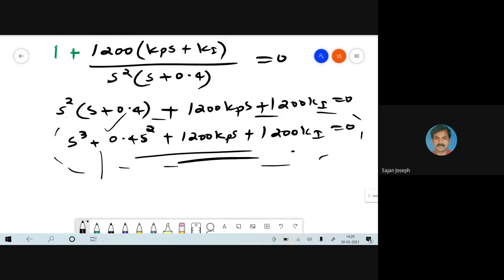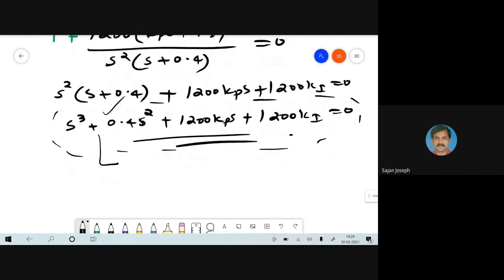See, it is a third order system. It is a third order equation. And how many roots are there for a third order equation? How many roots? 3 roots. Yeah, a third order equation will be having 3 roots.